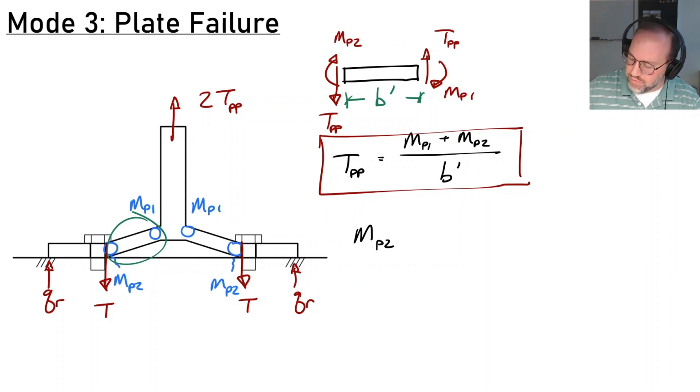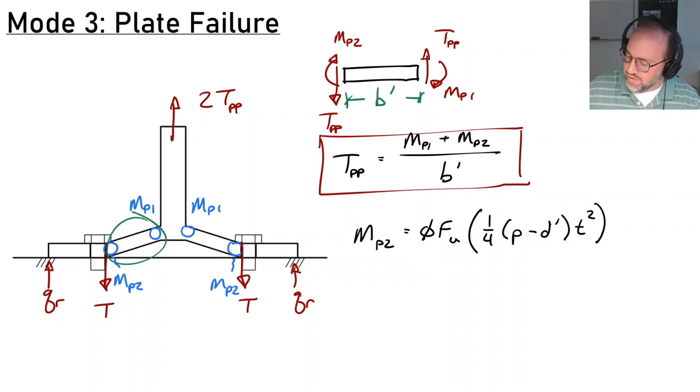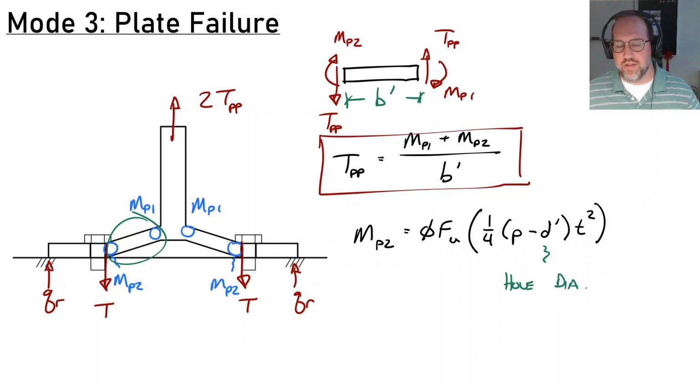So M_P2 is going to be phi times Fu, same as before. If you want to use Fy to be conservative, that's fine, times 1/4. And instead of distance p, we're going to use p minus d prime times t squared. Now, this d prime is going to be the hole diameter. So that's essentially the section that we're subtracting out. We subtract out that width, we get a new plastic moment capacity that is reduced. And that will give us the plate failure load when we have prying.